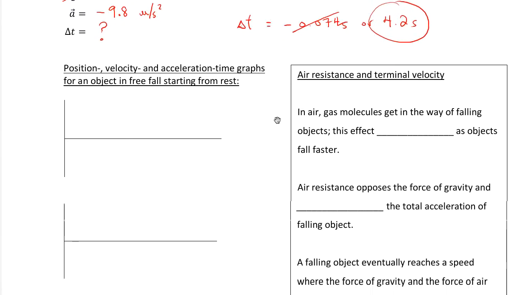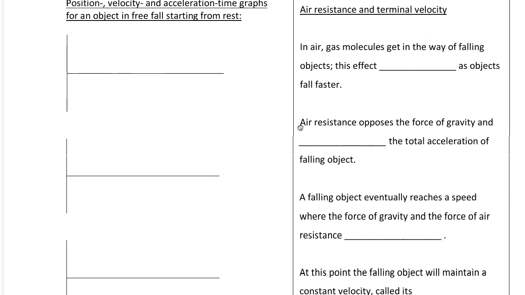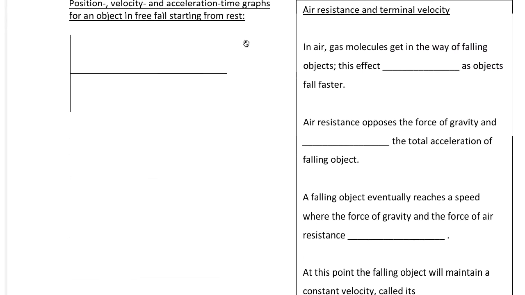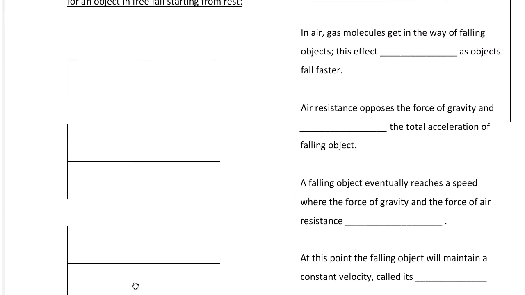All right, let's talk about position, velocity, and acceleration time graphs for an object in free fall. And we're going to start from rest. Let's put values on our axes. The first one's going to be our position time graph, then we're going to get a velocity time graph, and then an acceleration time graph.